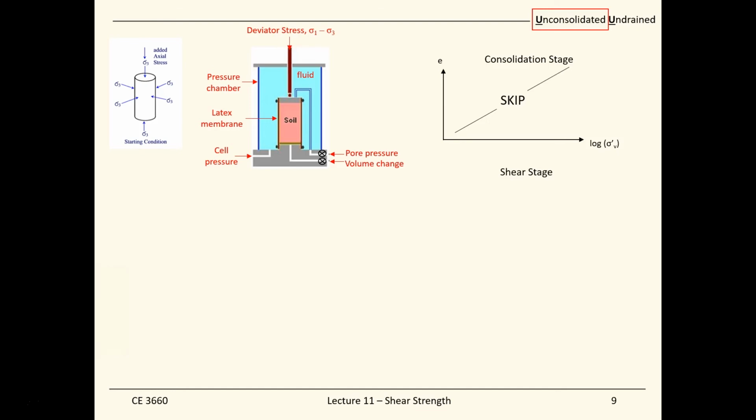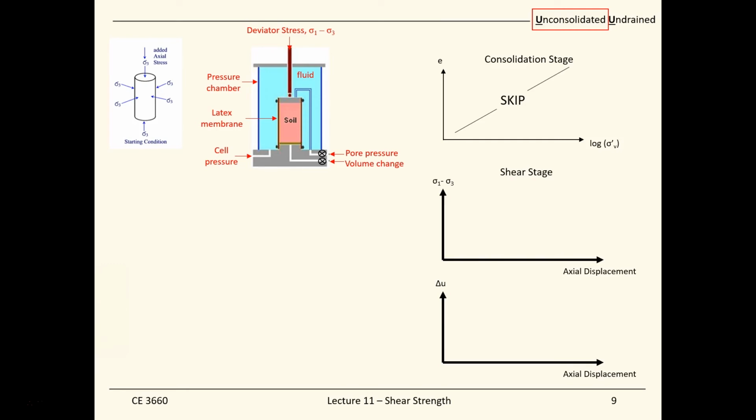So that's the two stages for this test. First, we do a consolidation test, which we apply like a vertical loading on it, and that's the consolidation stage for this triaxial setup. But for the UU test, we will skip the consolidation stage. So once we mount the soil samples, we will start the shearing stage.